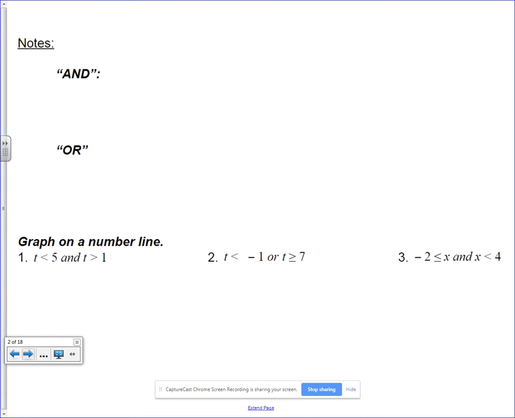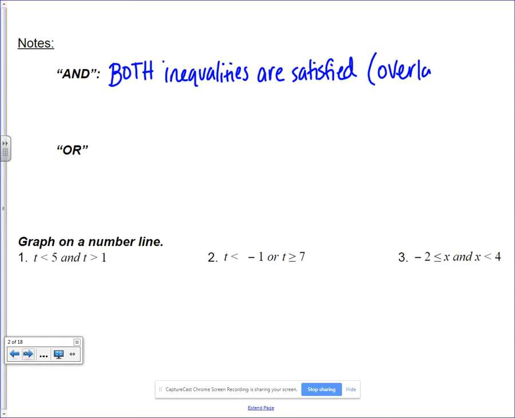So I'll give you this situation. If I tell you that I'm a female and a math teacher, what does that mean? You are both, right? That's exactly what that means. If it's an and inequality, then both inequalities are satisfied. And when you're looking at a graph, that's going to be the overlap. Okay, when you're looking at a graph, that will be the overlap. Those are and inequalities.